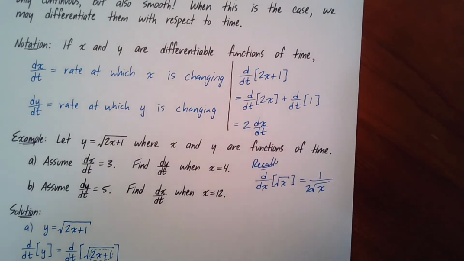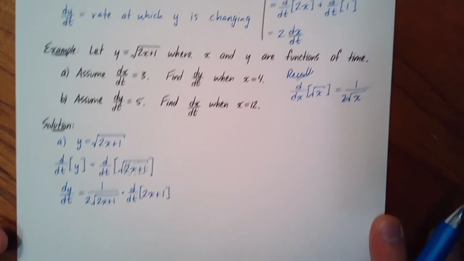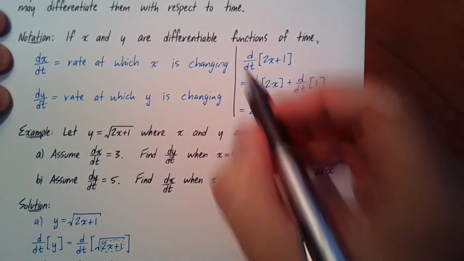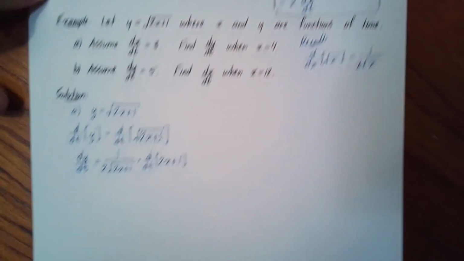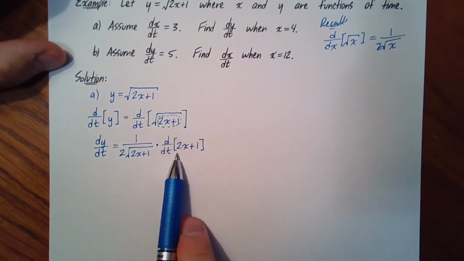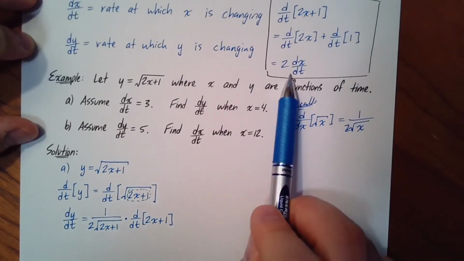Okay, so we're just going to get 2 times dx dt. Okay, that was just a little bit of side work just to do with our example down here. So let's take advantage of that now. So here, this is really just going to become 2 times dx dt.